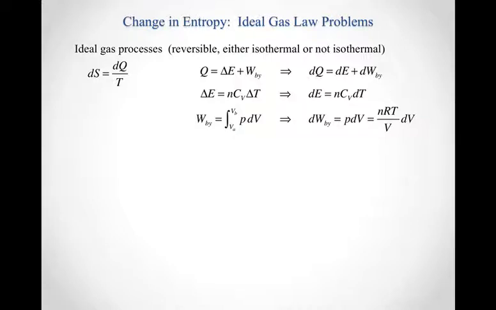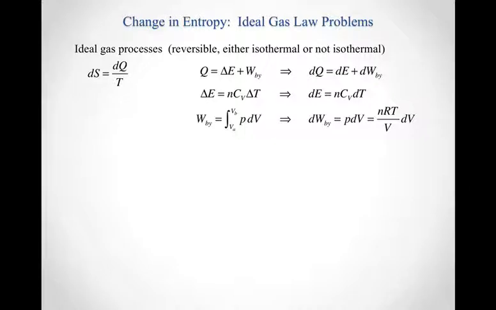So let's look at how to calculate the entropy change of some process with an ideal gas. As long as we can plot that process out on the PV diagram, that means that we have a process that's reversible. We'll set this up so that we'll be able to use this equation to calculate the entropy change for any process, whether it's isothermal or not.